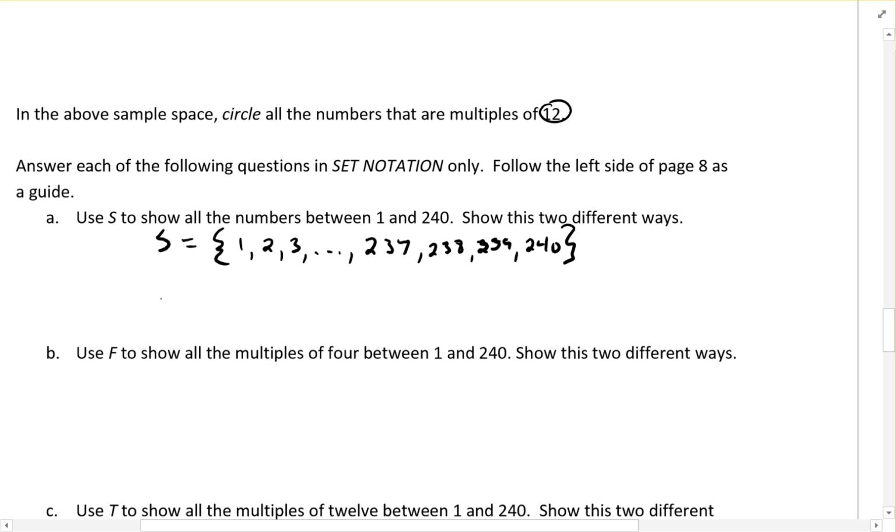And then the other way of writing it would be to say S is equal to, and then I'd say X. What I mean by X so far is it could be any number. But now I'm going to put restrictions on that X. So I'm going to say X, and then this line straight down, and you'll see this on page 8 of the textbook too. This reads x such that, and now you'd say what the restrictions are. We're going to say such that x is greater than or equal to 1 and less than or equal to our biggest number, 240.